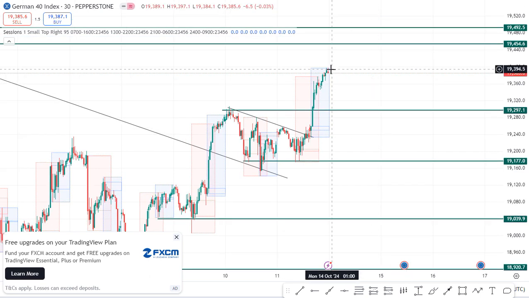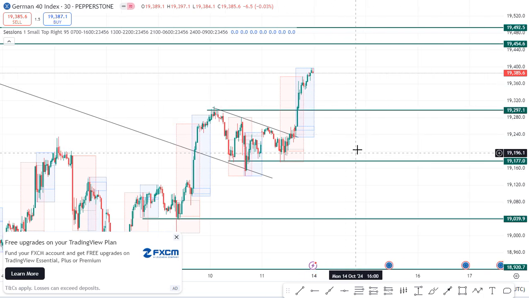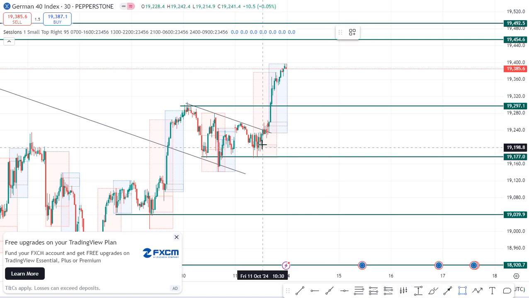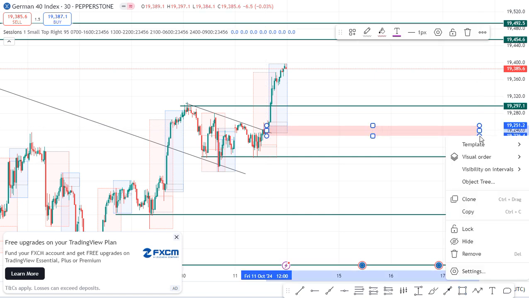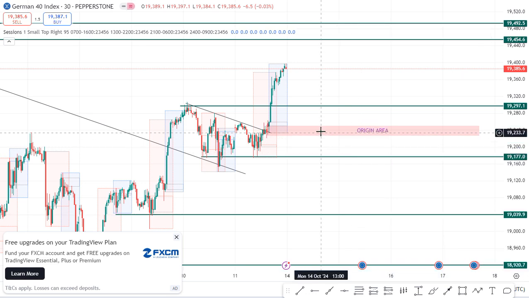So it's either the price is going to continue to rally until this area before it drops down, or we are going to start getting a drop from here. Then we get a buy. But where is my origin? My origin will be somewhere here. Origin area, the candlestick that broke the structure.